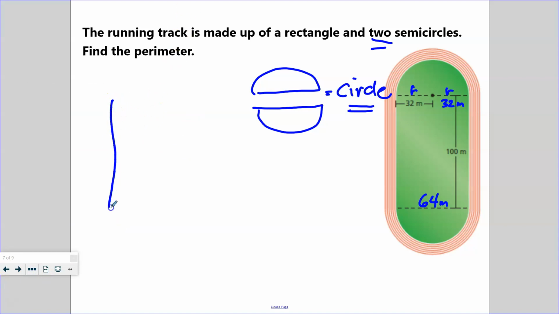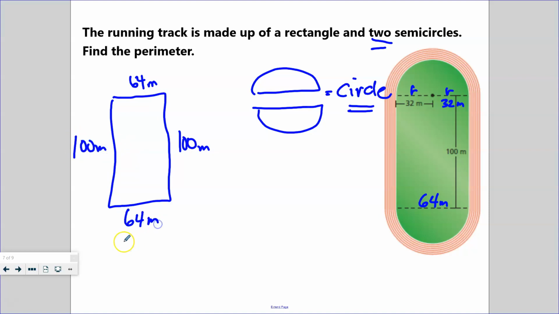And we'll draw it like this, right? So 64 meters, 100 meters. So now this side is also 100 meters, and this is also 64 meters, right? So for just the rectangle, the perimeter equals 100 plus 100 plus 64 plus 64.